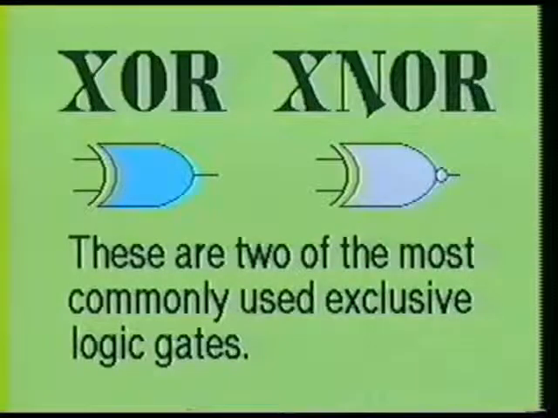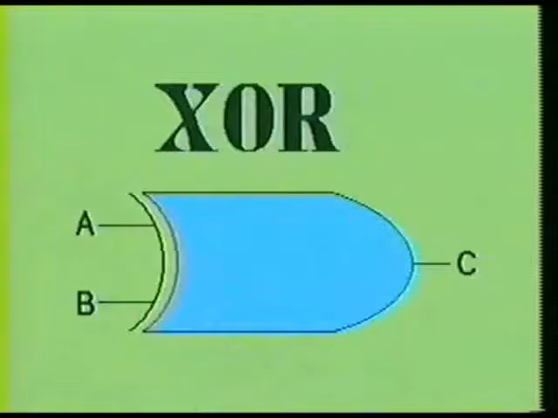Here we see 2 more commonly used gates which are referred to as exclusive logic gates. Shown on the left is the exclusive OR gate, and shown on the right is the exclusive NOR gate. Notice the letters used to designate each gate. The first gate we shall observe is the exclusive OR gate.